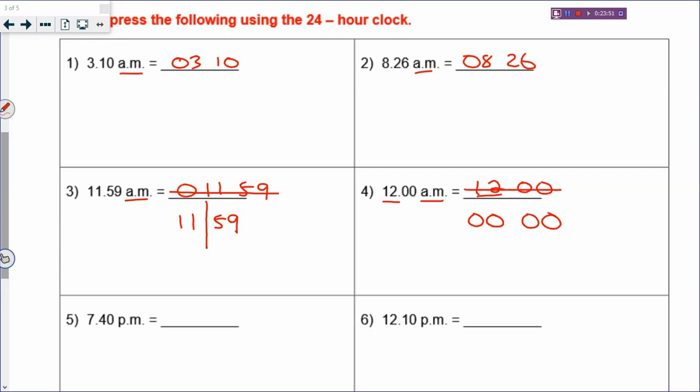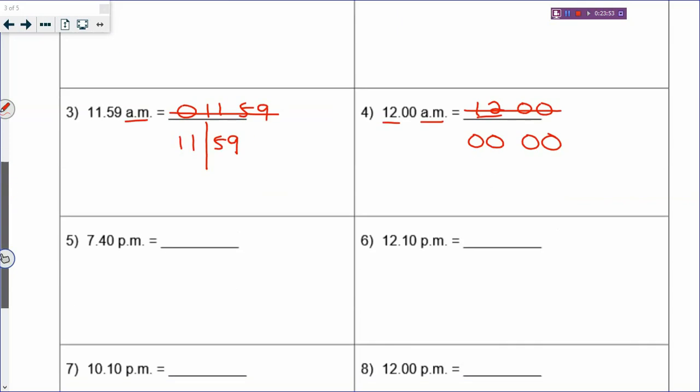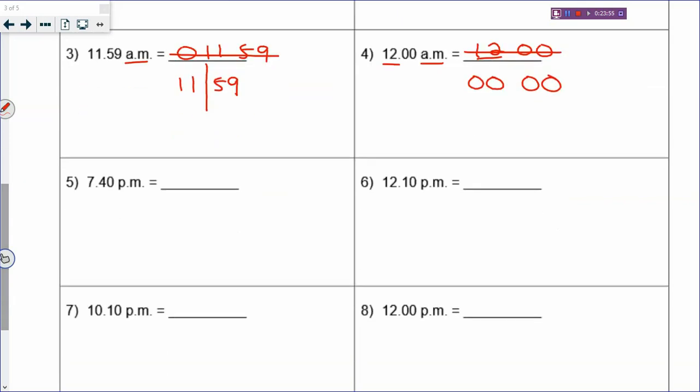Now 7:40 PM. You have PM already, so do we put a 0 in front? The moment you put a 0 in front, that becomes 7:40 AM. But this is PM, so you do something very easy: just add 12 to the hour. 12 plus 7, that will be 1940.